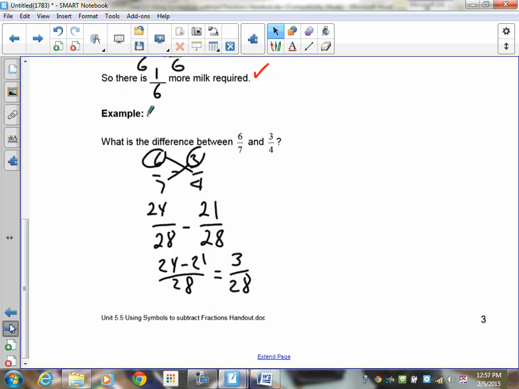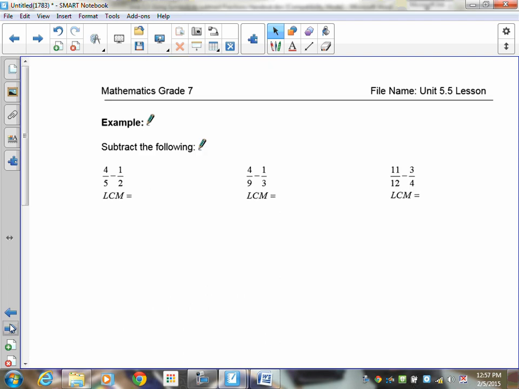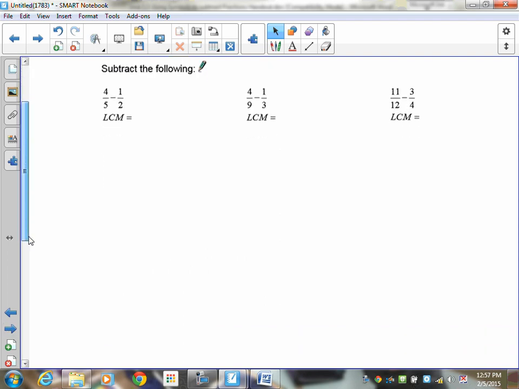Turn the page. 3 questions. Well, you can pause the recording and do all 3, or you can wait and do them in sections with me. First off, pause it and do the first one. 4/5 take 1/2, and then I'll do it for you, and you can double check. All right. So lowest common denominator is 5 times 2, so that's 10. So I'm going to have a denominator of 10.